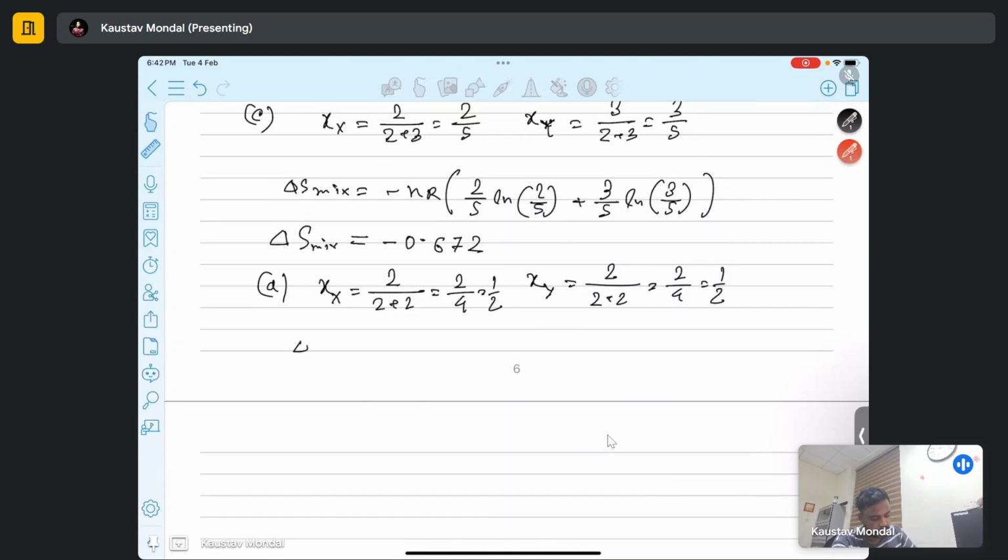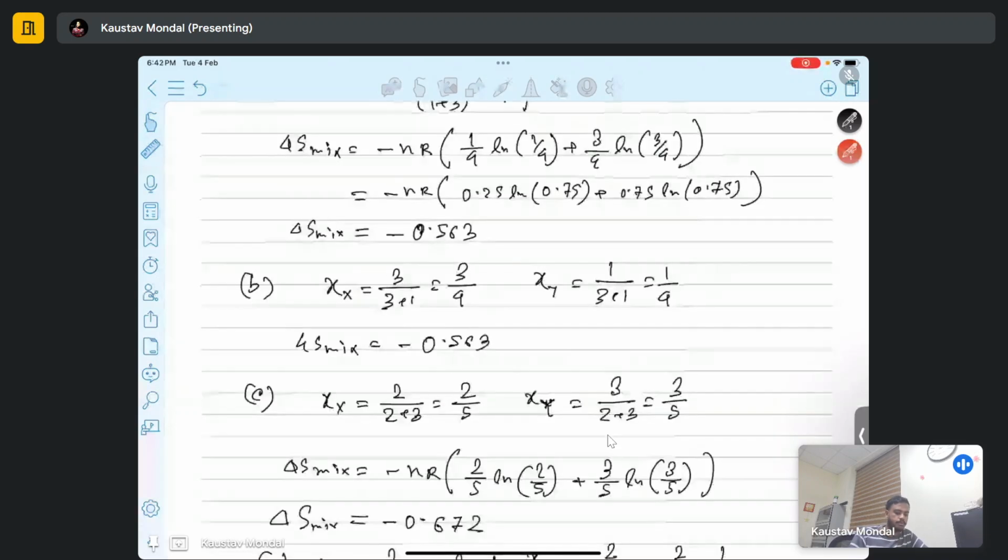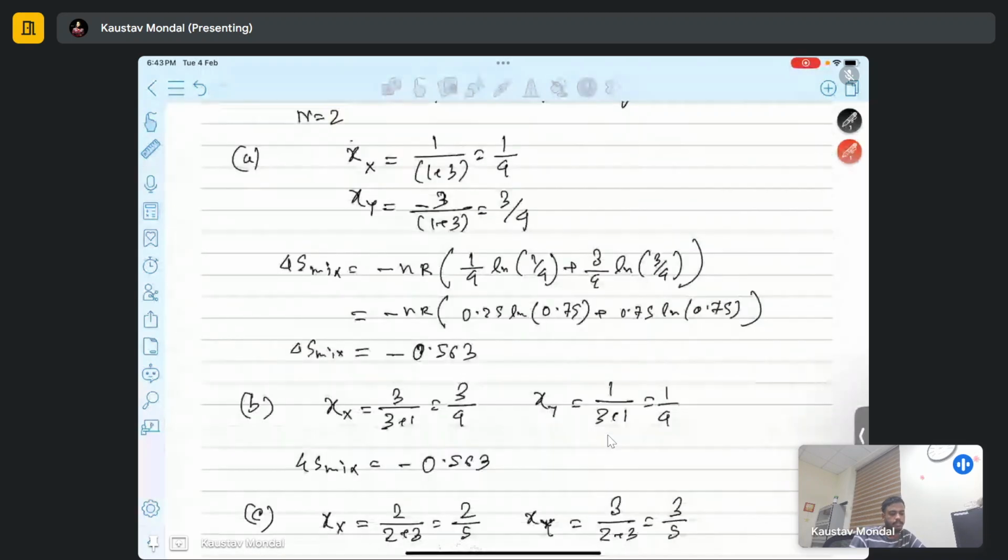So delta S mix will be minus nR into 0.5 into ln 0.5 plus 0.5 into ln 0.5. Okay, now if you calculate this, I have already previously calculated, so from that I can write it as 0.693. So now we have to compare the values, so this is pretty straightforward, right?